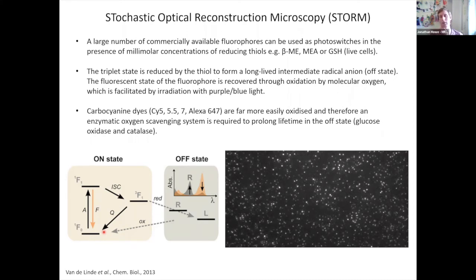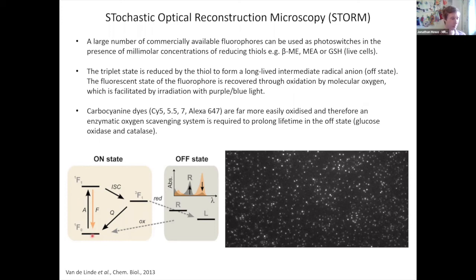And this occurs in the presence of millimolar concentrations of reducing thiols like beta-mercaptoethanol. And to explain this, I've got another electronic state diagram on the bottom left and also a movie which I'll show you. So as we've already discussed, the normal process of fluorescence occurs like this. So you have a ground state molecule and it absorbs a photon to the excited state, and then it emits a photon in the way of fluorescence to go back down to the ground state. And this will happen many, many hundreds of times or thousands of times, which is great.